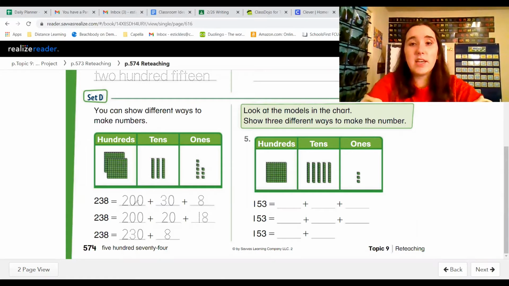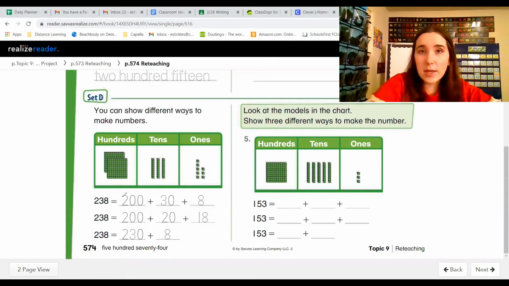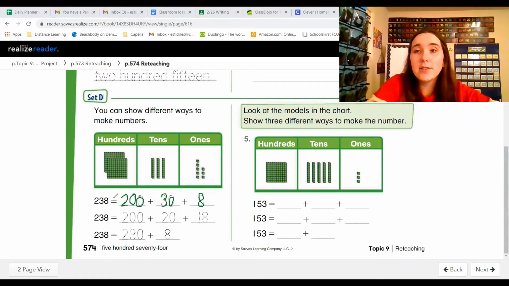So the first way, the easiest way I like to think of, is writing it in expanded form. So if we wrote it in expanded form, we'd have the hundreds, so it'd be 200. And then the tens, which there's 3 tens, which would be 30. And then our ones, which we have 8 ones. So 238 is the same as, or it equals 200 plus 30 plus 8.